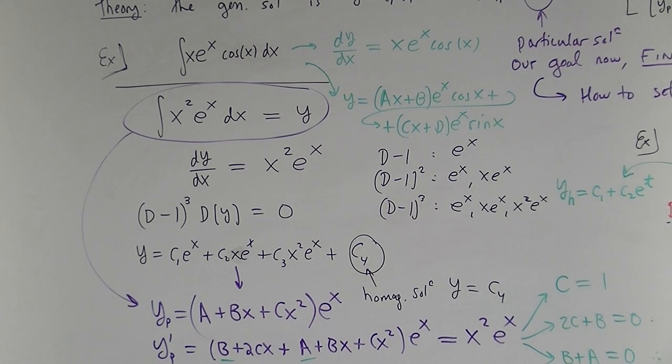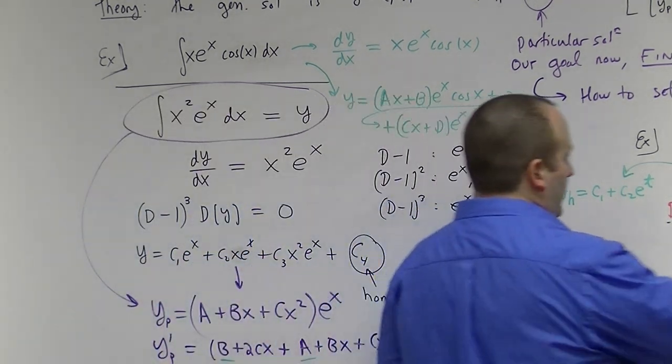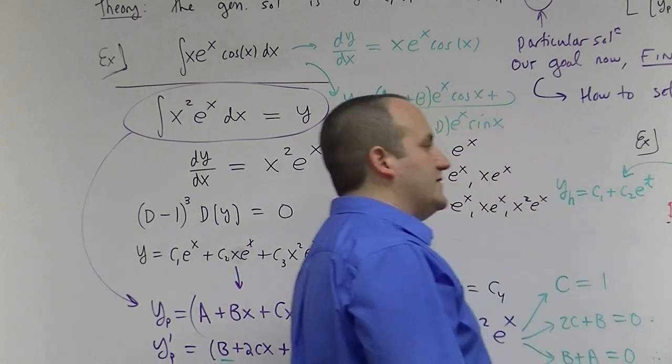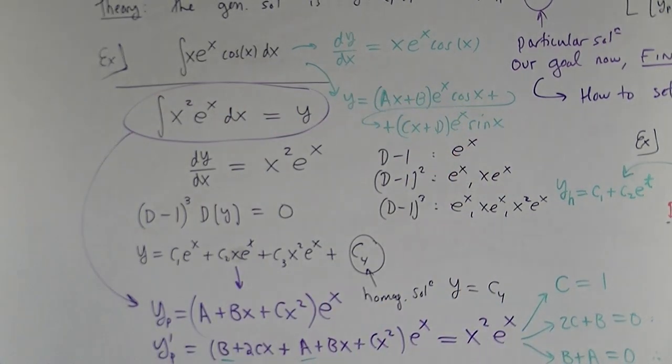All right, well, that's about all I have to say. As you can see, the method of annihilators is very useful when our forcing term appears as a product and sum of things that appear as the homogeneous solution.